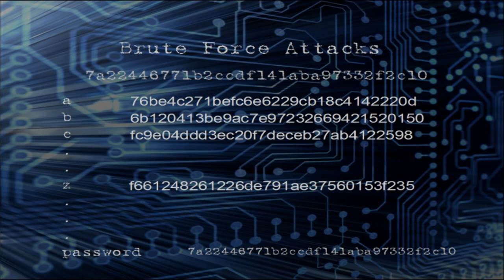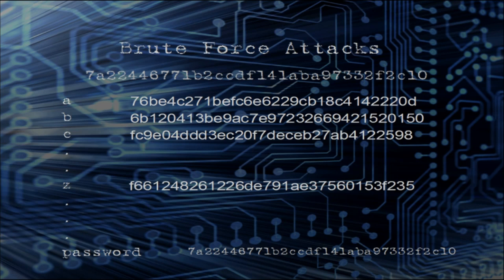In the example on the slide, the lowercase letter a is hashed and compared to the hash value we retrieved from the SAM file. They're not equal, so we move to B, then C, all the way to Z. Then we try uppercase letters, numbers, special characters, combinations of 2, 3, 4, hashing every possible password combination. Eventually we'd hash the word password, which happens to be the password in this case, and we have a match.